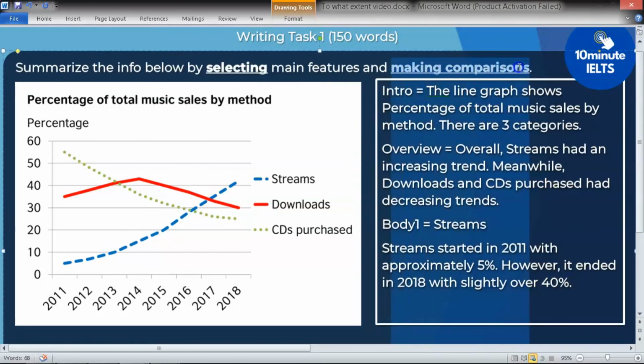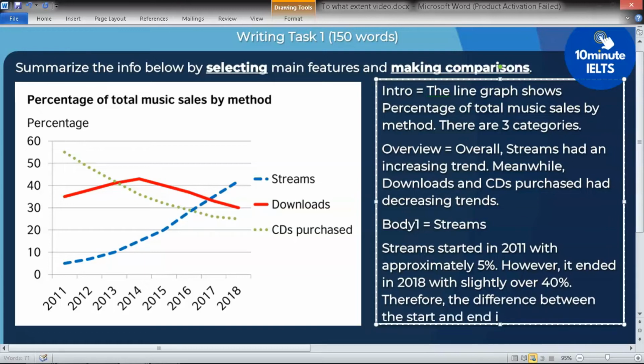Now we make the comparison that's relevant. To make a comparison, use the figures that you've given, and 40 minus 5 is 35%. So you could say, therefore, the difference between the start and end is around 35%. Easy enough, 40 minus 5 is 35, but since they are not exact figures, you could just approximate with around 35%. Do not guess it as 33 or 34 or 36. Around 35 is the best estimate we can make.